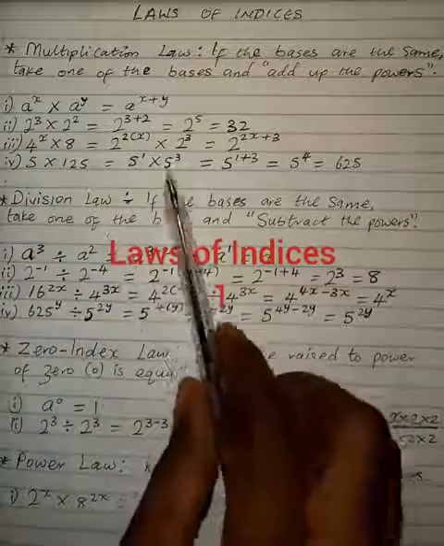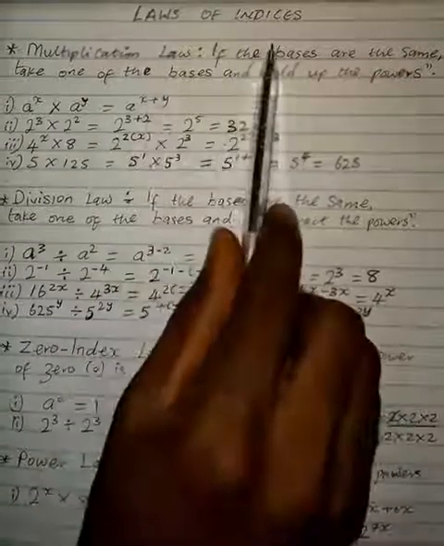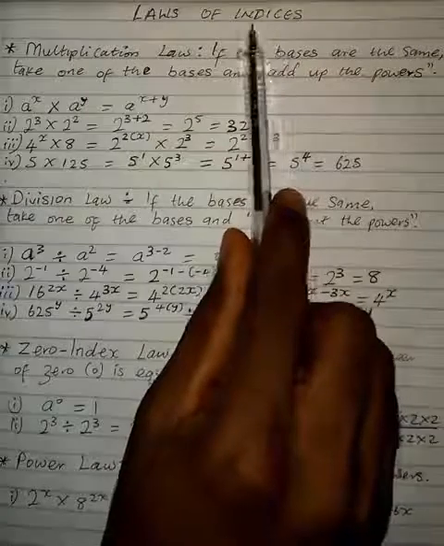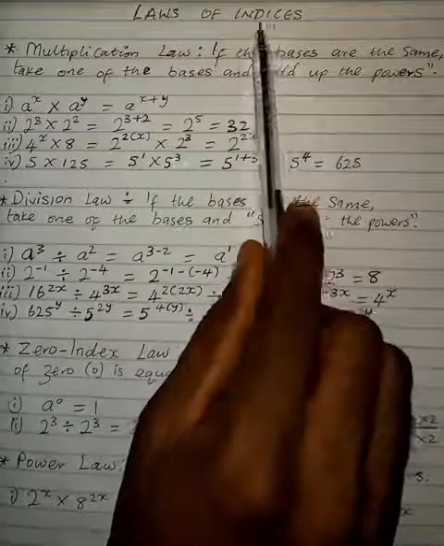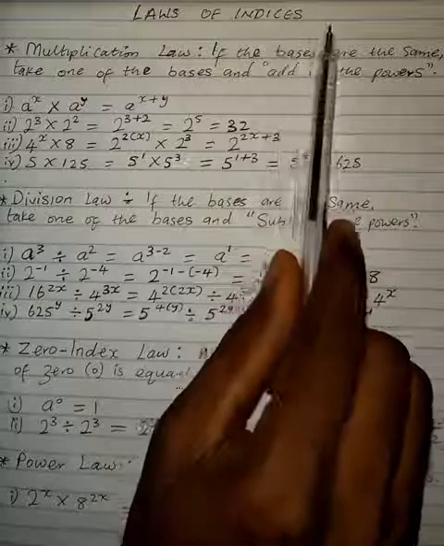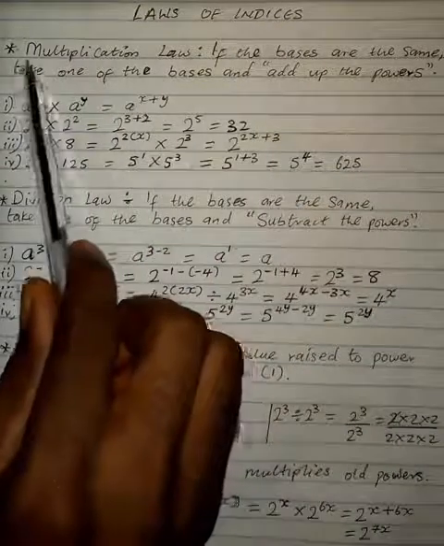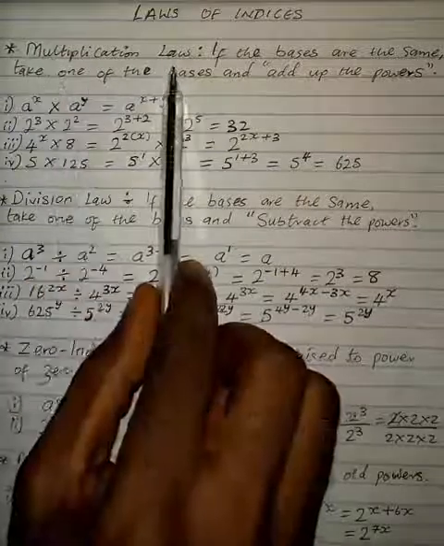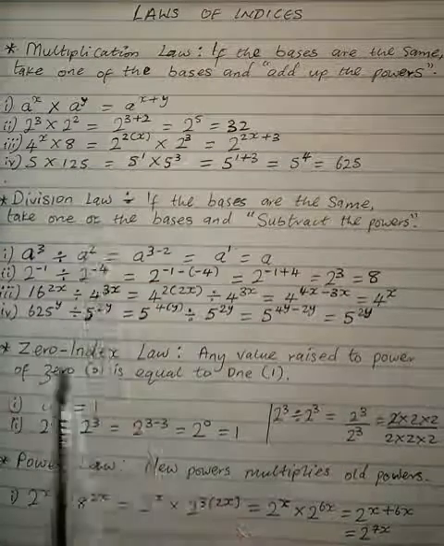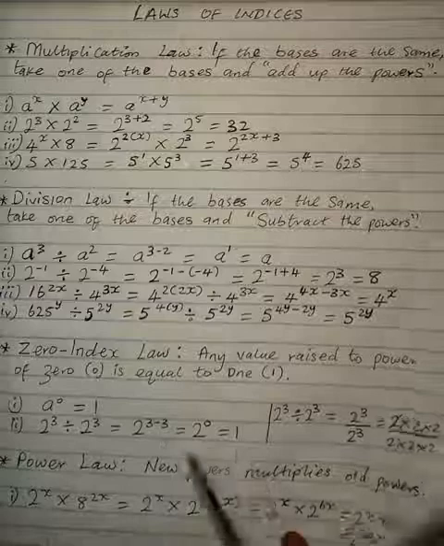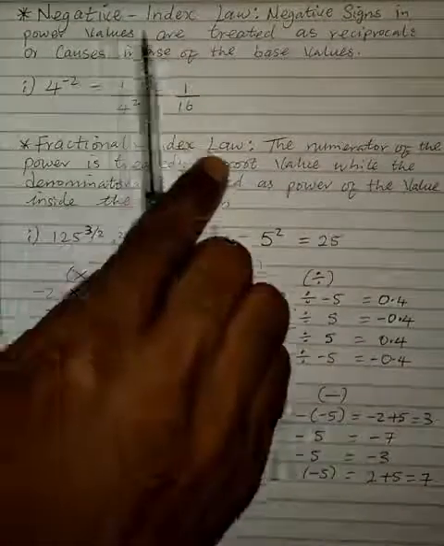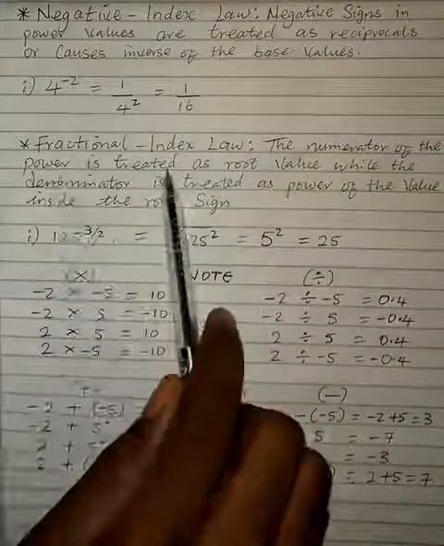All right, now in this case, we'll be treating laws of indices. Indices has to do with powers. Another word for indices is exponent. Indices is the plural of the word index. So we have the multiplication law, the division law, the zero index law, the power law, then the negative index law as well as the fractional index law.